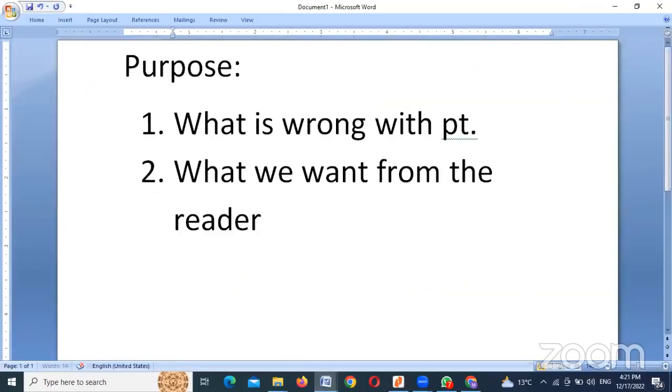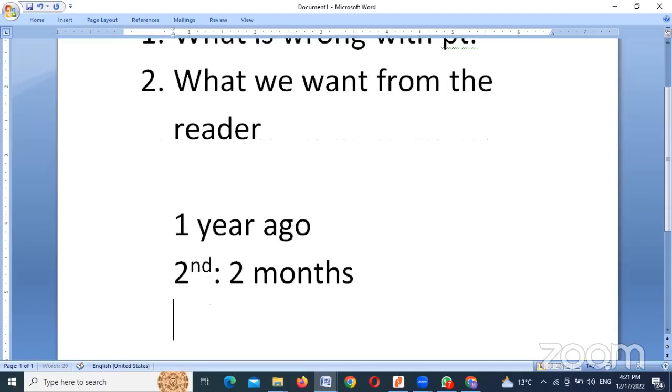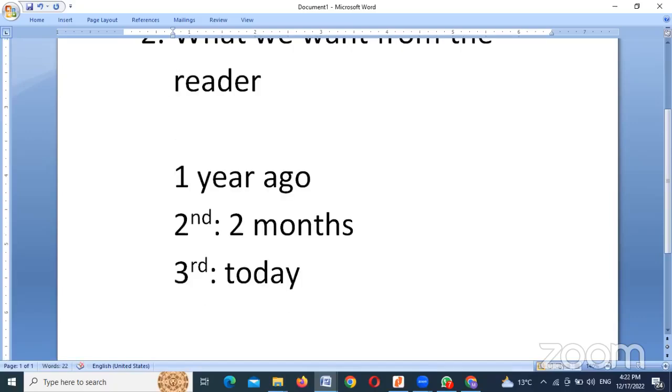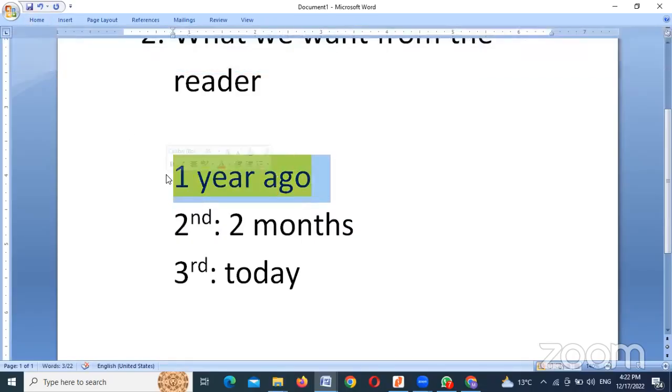Very important, because just imagine if the first visit is 1 year ago, then the second visit is 2 months ago, and the third visit is today. In this letter, if there is one visit 1 year ago, then the next visit is 2 months ago, you need to be very careful about this visit that was 1 year ago. Why? Why do we need to be very careful if the visit is far away?